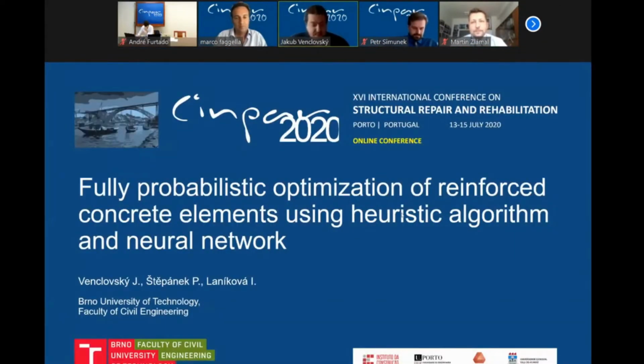As was said, my name is Jakub Venclovsky, and I'd like to tell you something about my work regarding fully probabilistic optimization of reinforced concrete elements. To do this, I use a heuristic algorithm and a neural network.